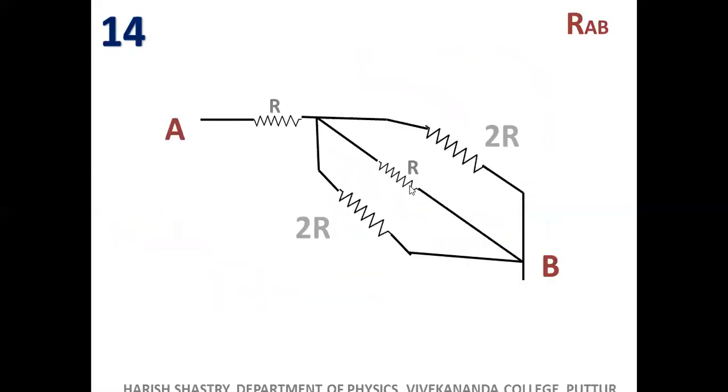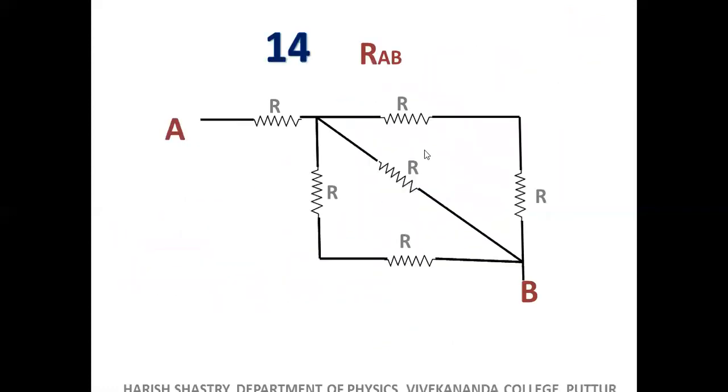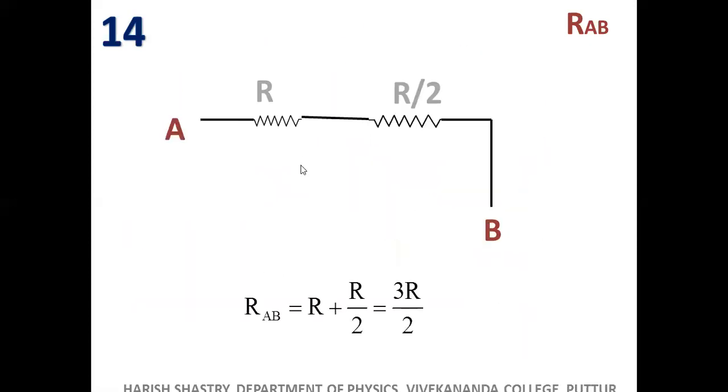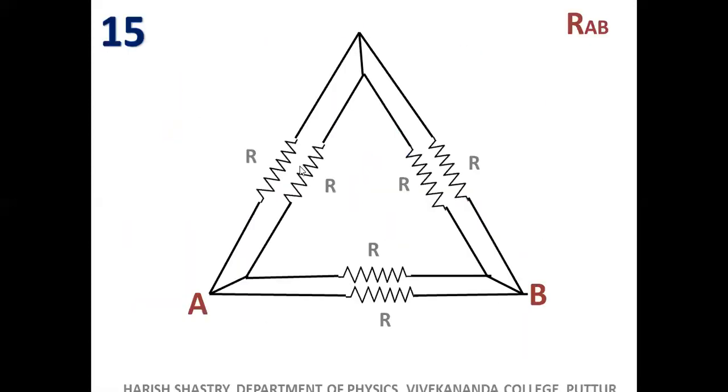So shall we do it here only in the previous, the original circuit? Here only you can do this. This is 2R. This is 2R. 2R parallel 2R is R, and then one more R. So that R and this R parallel is R by 2. R by 2 plus R, 3R by 2. Okay, that is the answer. So it is 3R by 2. 15th one. Across A and B, you have to find out the equivalent resistance. Very simple circuit.